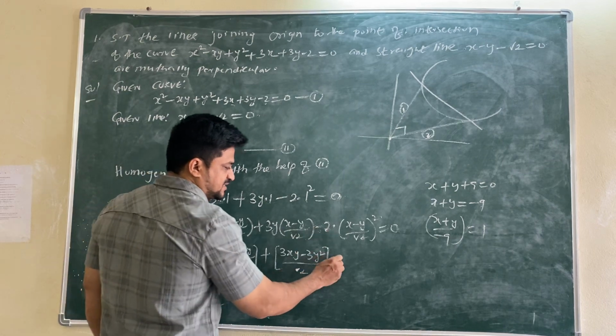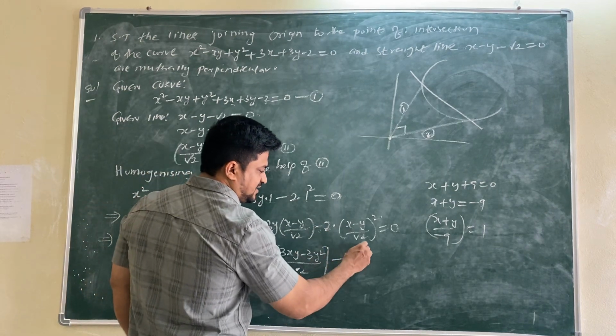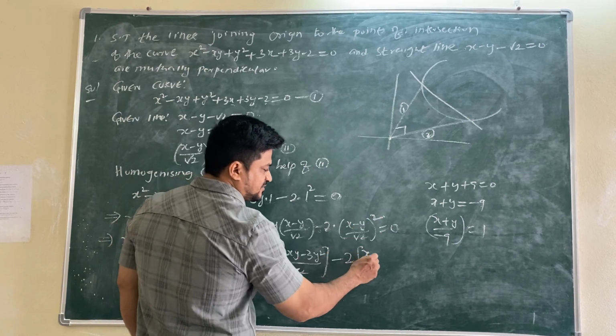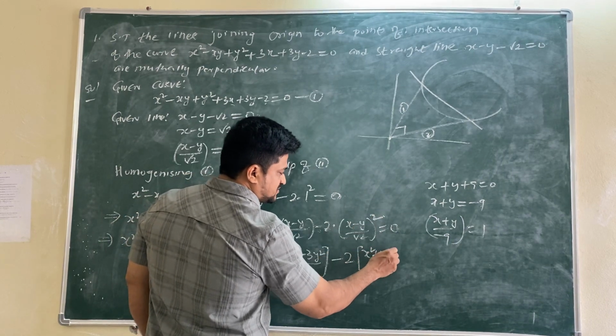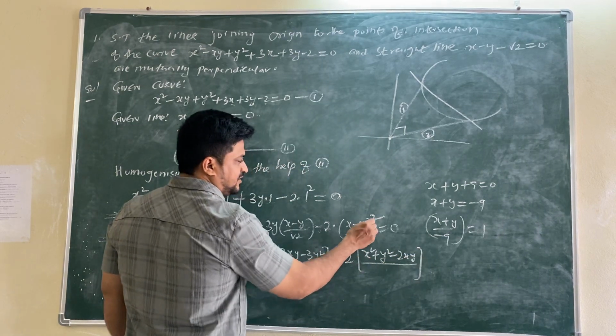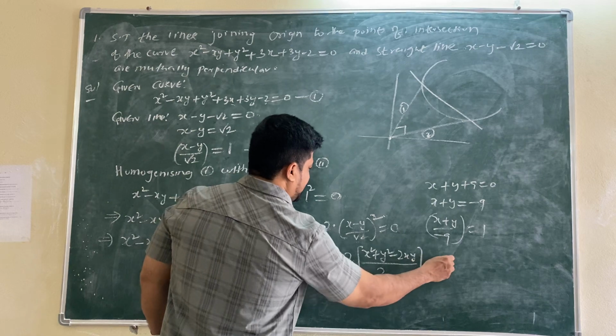Then minus as it is. I am not sending 2 inside. The reason, it has to be squared now. First square the numerator. x square plus y square minus 2xy bracket close divided by 2, root 2 square.